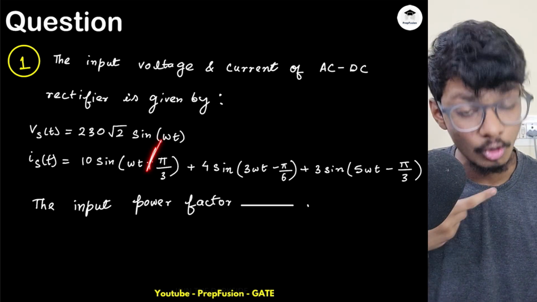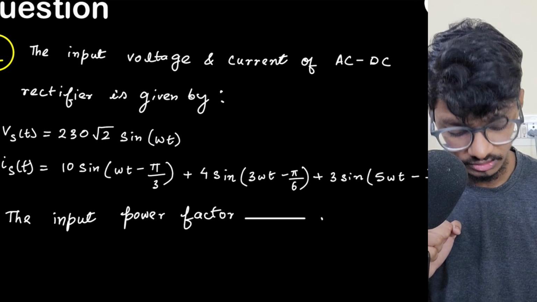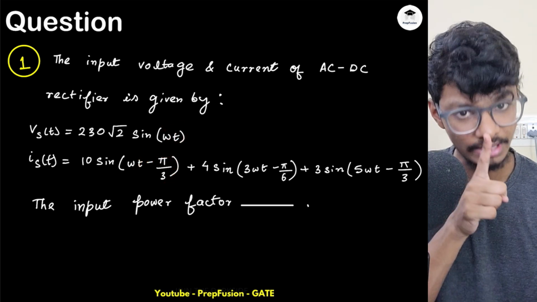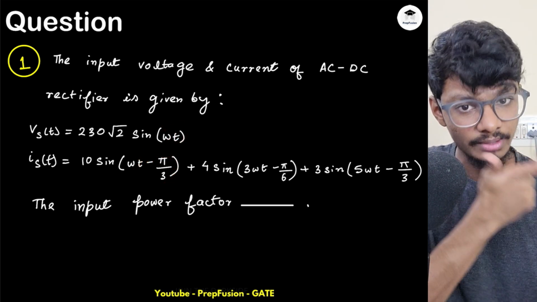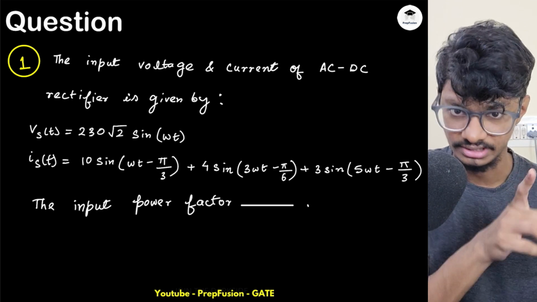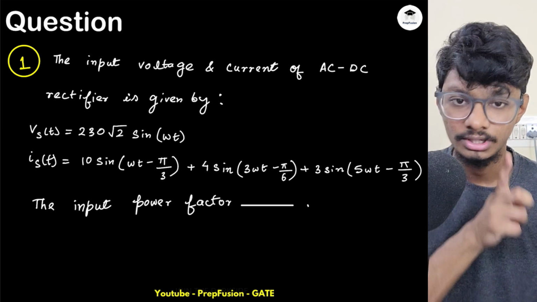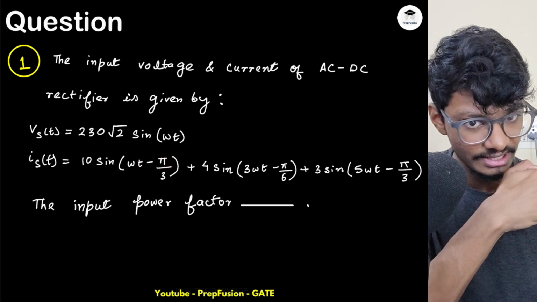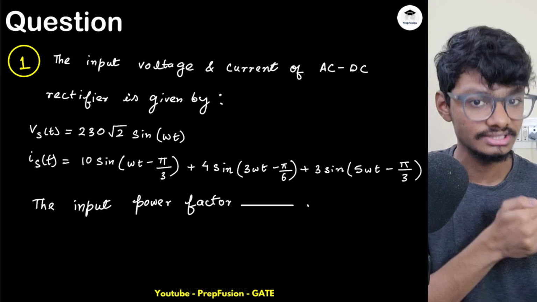It is the cos of the angle between the current and voltage. What do you see? Current angle is minus pi by 3, and the voltage is at 0 angle. So what is the angle? Pi by 3. And what is the cos of it? Cos pi by 3, cos 60, which is half. So fundamental power factor is 0.5. Now, as my current is lagging, it will be 0.5 lag. As there is a negative angle, current is lagging. I hope you know what lag and lead are. Current is lagging, that's why this will be lag.